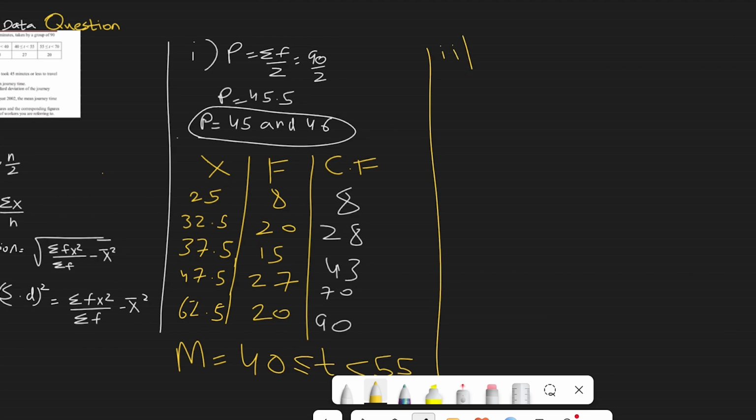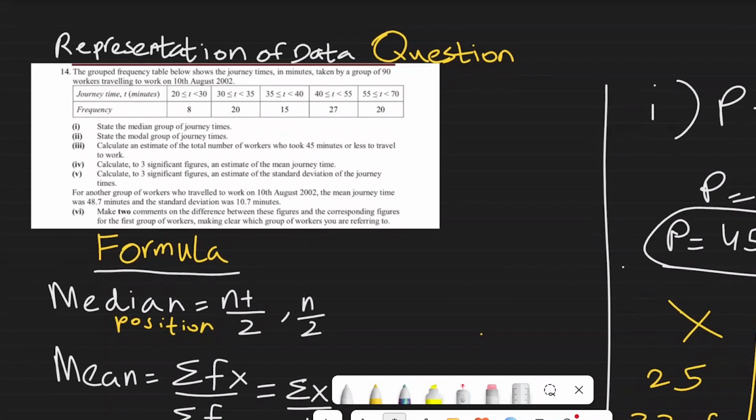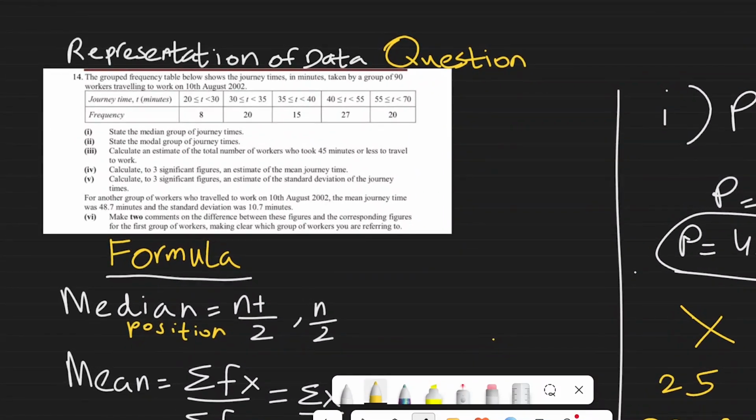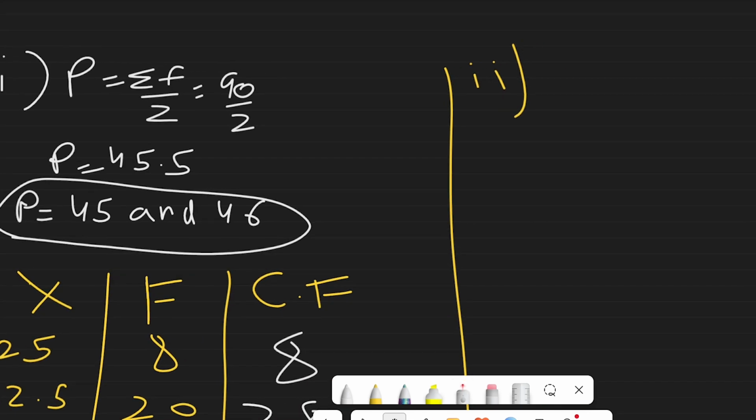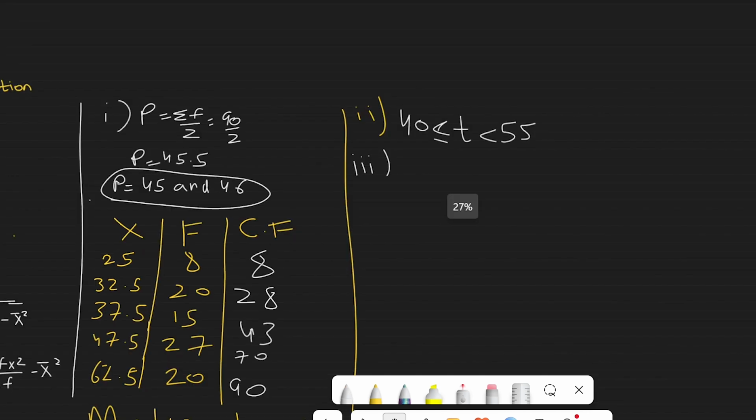Okay, the second part says the modal group of journey time. So for the modal group, we could simply see the maximum number over here. We have 8, 20, 15, 27 or 20. So 27 over here is the maximum. Okay, so 27 would be the modal group, 40 to 55. Okay, so the mode would be 40 to 55. Okay, on to the third part.